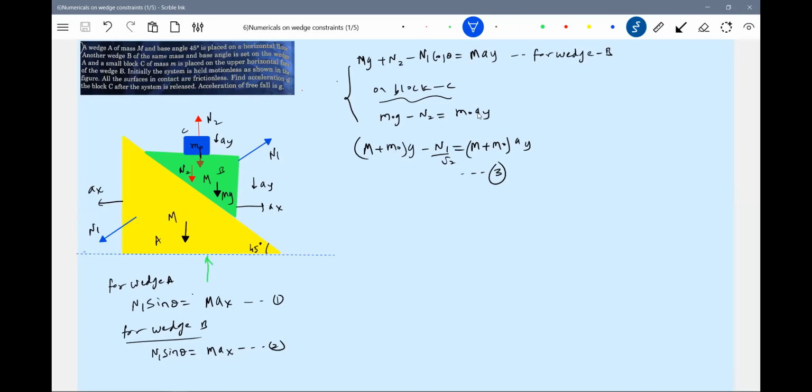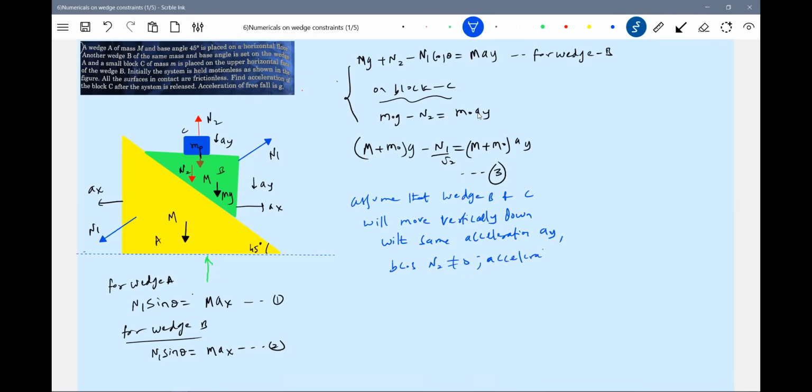I'll write that so that it will do. So assume that wedge B and C will move vertically down. Now, why should we assume this? Because N2 is non-zero, so the acceleration along the common normal must be equal.